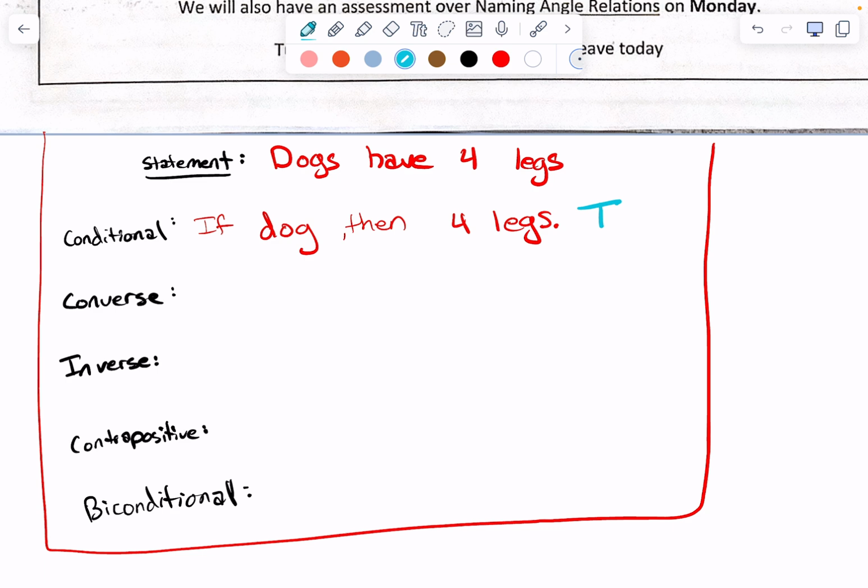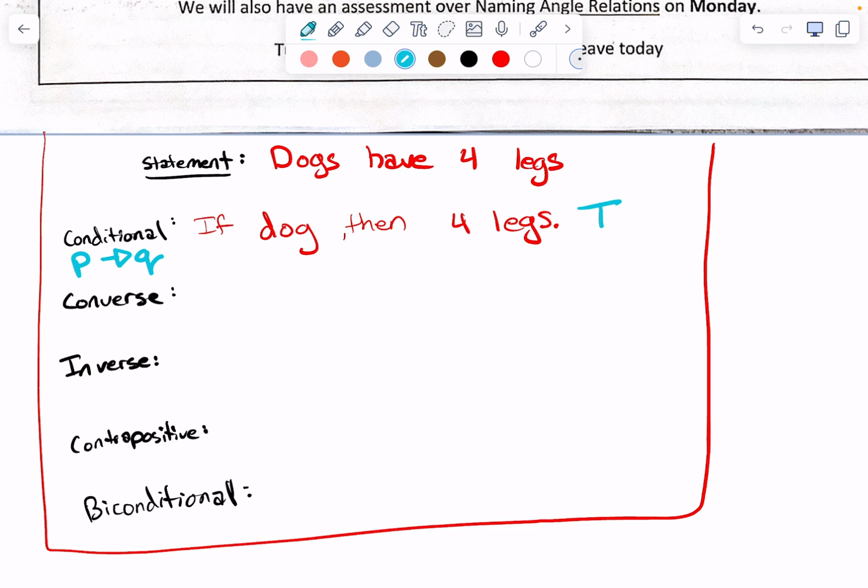A conditional goes P, then Q. That's the format that a conditional statement goes in. Got it? Wait, I forgot. Okay, hold on. Chapter 3. It's been a long chapter. This is like the beginning of the chapter. Yeah, it's been a long chapter.